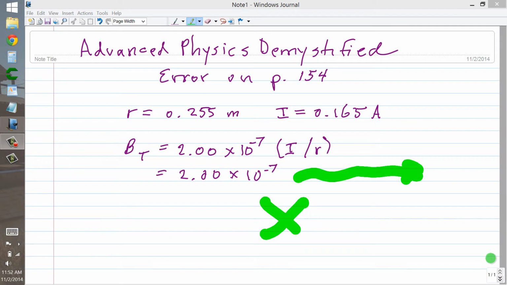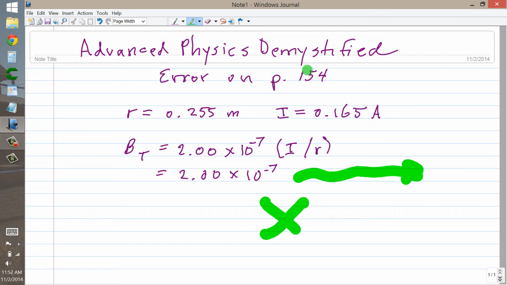Gibilisco here to point out an error in my book Advanced Physics Demystified, published by McGraw-Hill a few years ago. The error appears technically on page 154, but it has to do with problem 5-6 on pages 153 and 154.